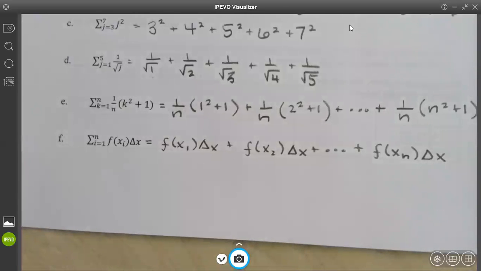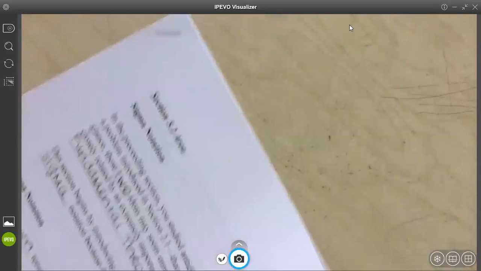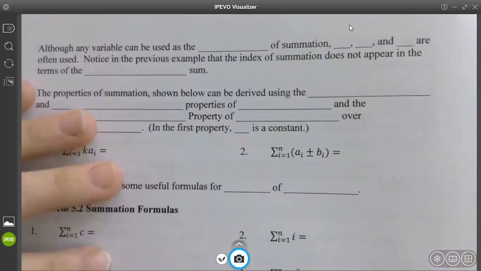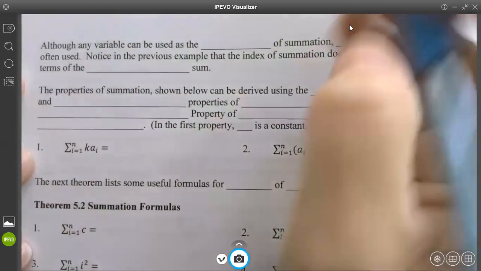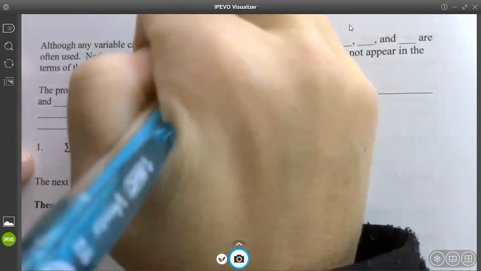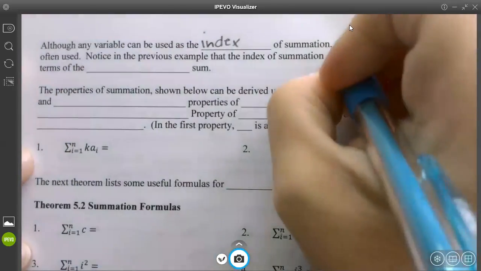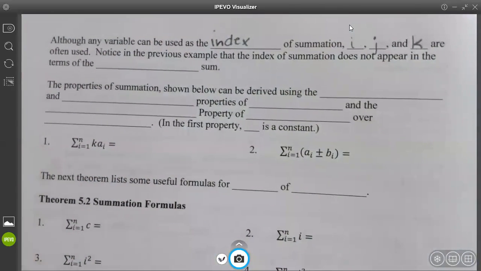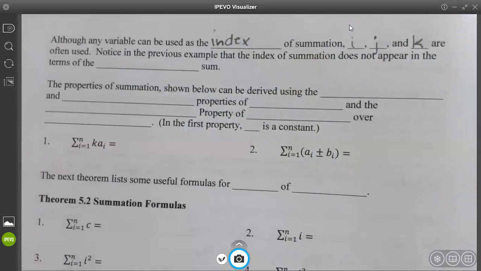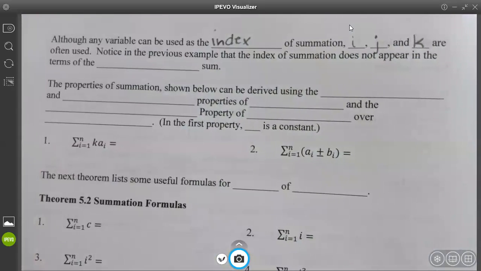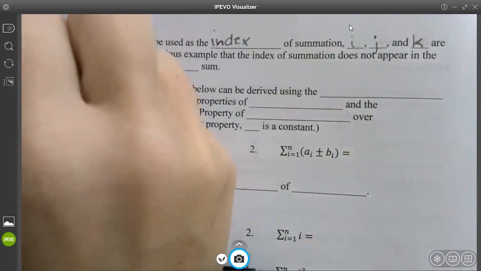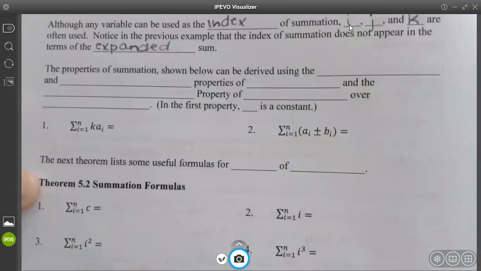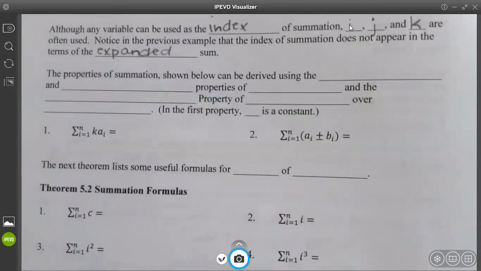Everybody okay with this front page? All right. Although any variable can be used as the index of summation, I, J, and K are often used. Notice in the previous example that the index of summation does not appear in the terms of the expanded sum. So sometimes you don't have the I, the J, and the K.